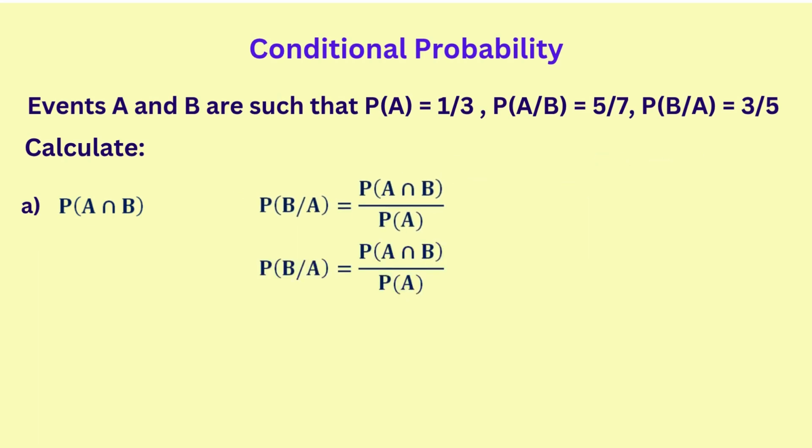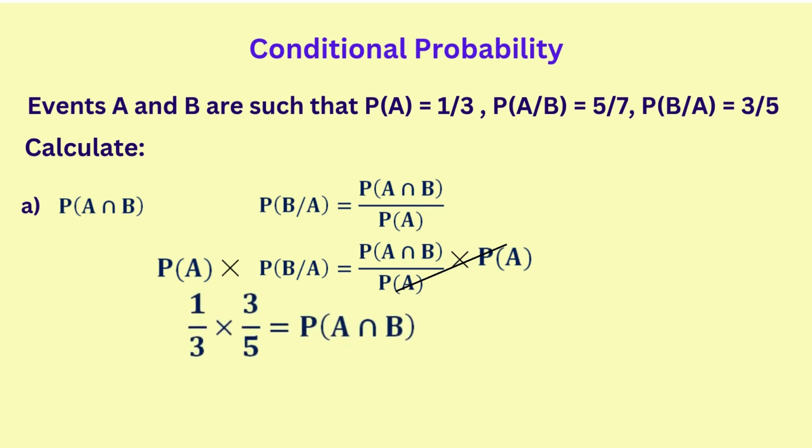We can multiply both sides by the denominator, that's the probability of A, and we get an expression for the probability of A intersect B. Replace the probability of A with 1/3, and replace the probability of B given A with 3/5. So our solution for part A is 1/5.